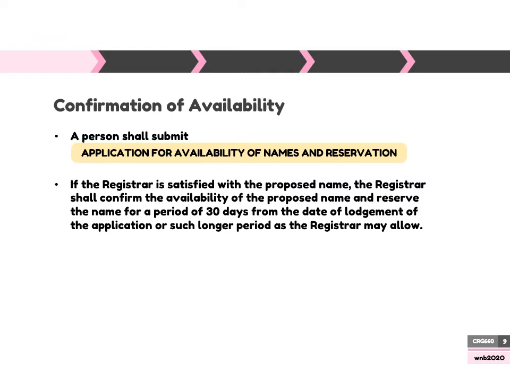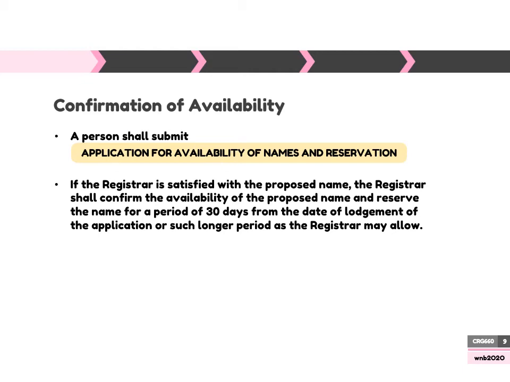Okay, bila dah pilih nama, dah rasa macam okey lah, I dah decide dah, inilah nama yang I nak propose. Kita akan submit application for availability of name and reservation. So, you boleh tekan dekat sini, dia akan tunjukkan you borang tu, macam kena isilah to make sure nama tu available and menunjukkan intention yang kita nak reserve the name. If the registrar is satisfied with the proposed name, registrar shall confirm the availability of the proposed name and reserve the name for a period of 30 days from the date of lodgement.